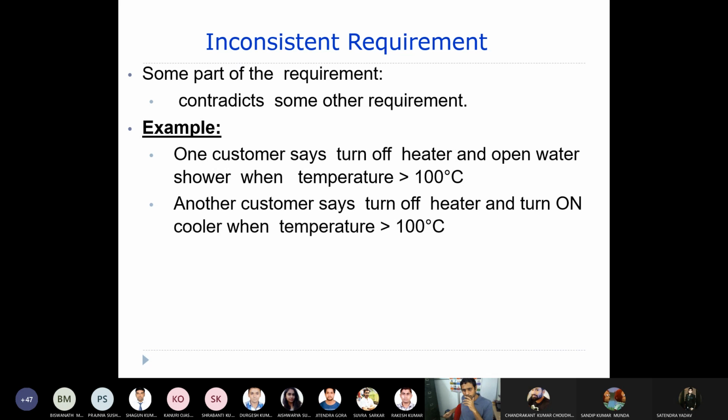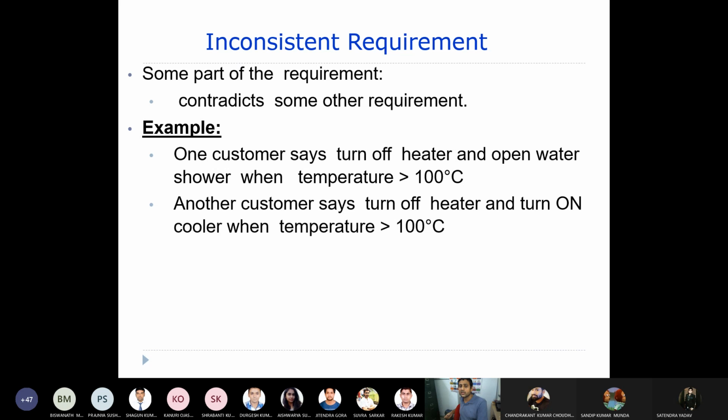The other customer is saying at the same time, you need to turn off the heater as well as you need to turn on the cooler. So here the other customer is saying you need to turn on the cooler instead of opening the water shower. Okay, so there is an inconsistency. When the temperature is greater than 100, one is saying you should turn off the heater and open the water shower, and the other one is saying you turn off the heater as well as you need to turn on the cooler.